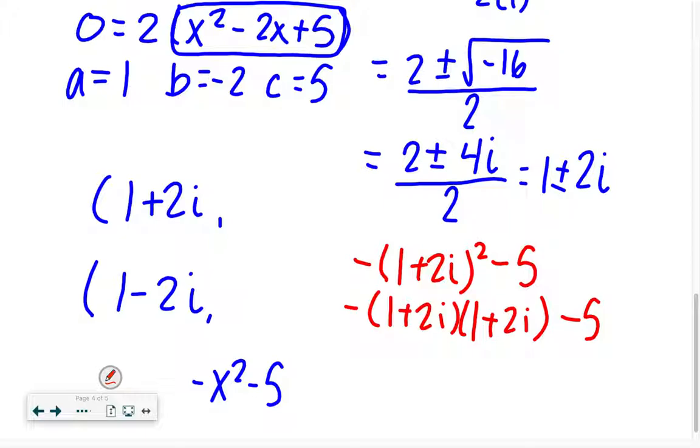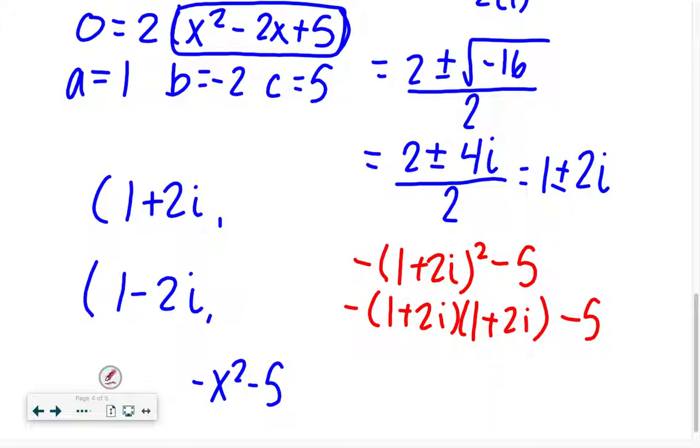1 times 1 is 1. 1 times 2i is 2i. 1 times 2i again is 2i. 2i times 2i is 4, and the i's make the positive 4 negative. Then I have a negative out here. Was that too much in one step? Yes. Okay.